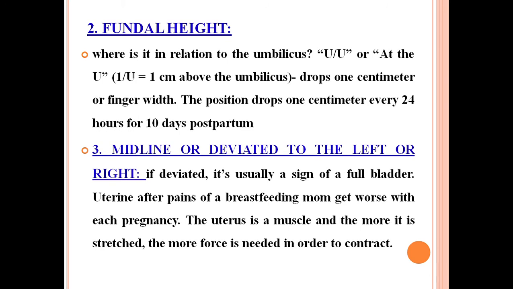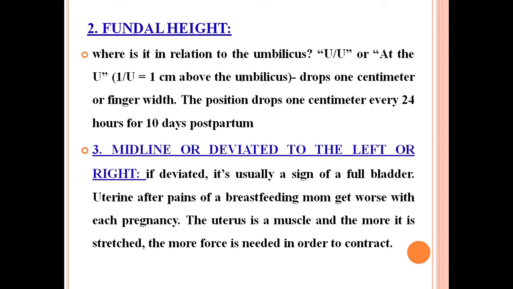Fundal height: where it is in relation to the umbilicus. At one finger width above the umbilicus, the uterus drops 1 centimeter. The position drops 1 centimeter every 24 hours for 10 days postpartum. Is it midline or deviated to the left or right? If deviated, it is usually a sign of a full bladder.